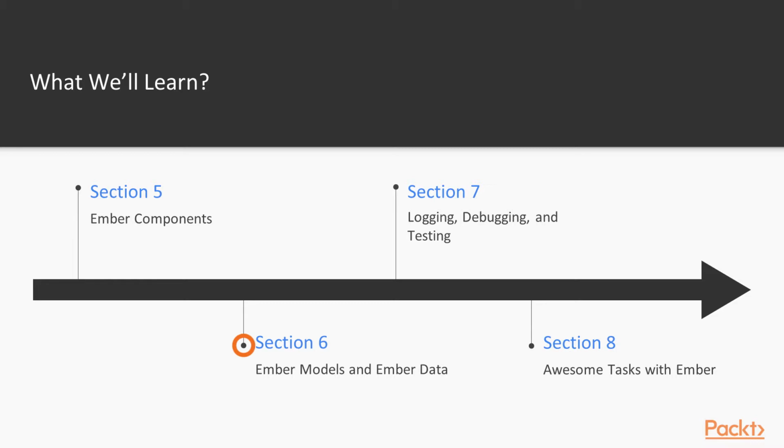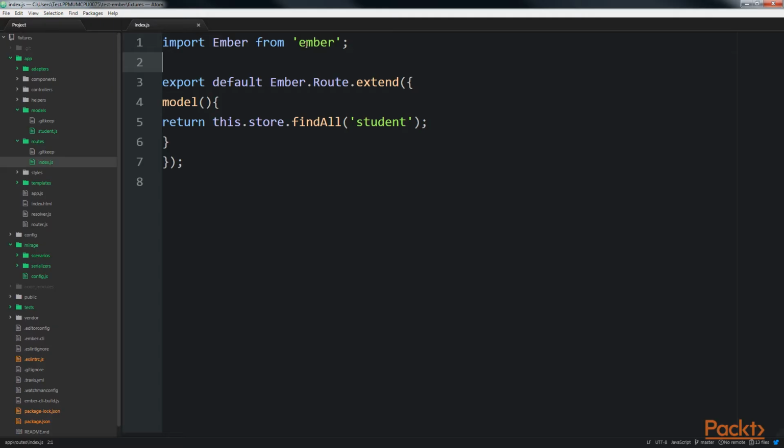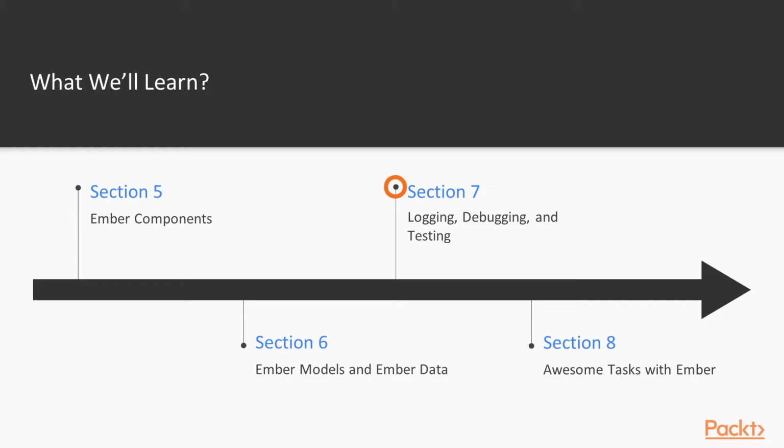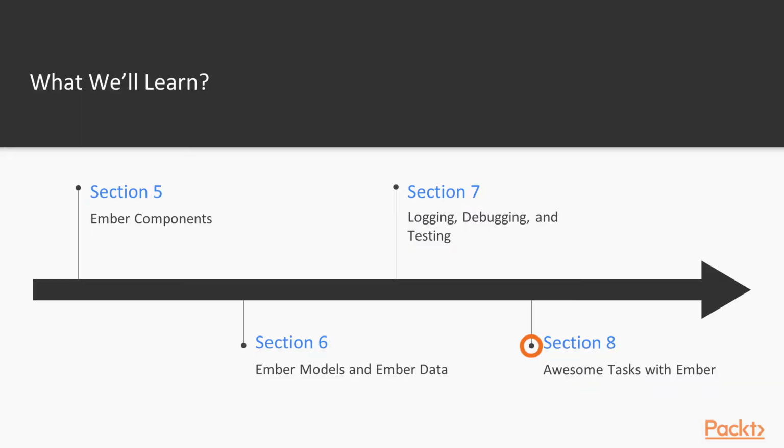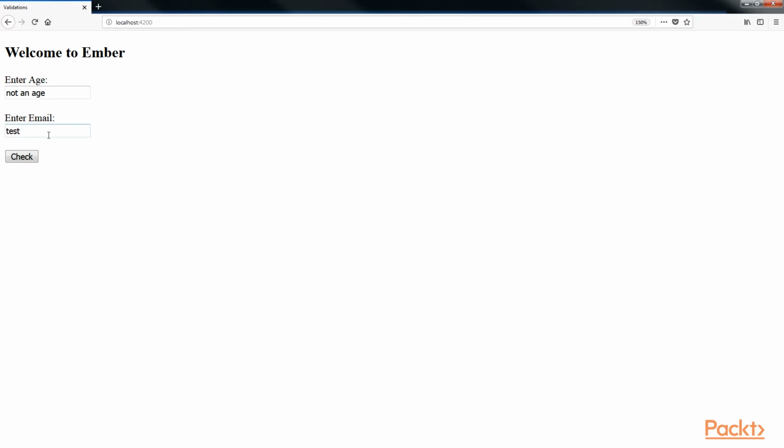Section 6, Ember Models and Ember Data, explains how to manipulate records and customize adapters. Section 7, Logging, Debugging, and Testing, demonstrates how to create acceptance and unit tests as well as the Ember Inspector. Section 8, Awesome Tasks with Ember, explains how to use Ember validations, Firebase, WebSockets, and server-side rendering.